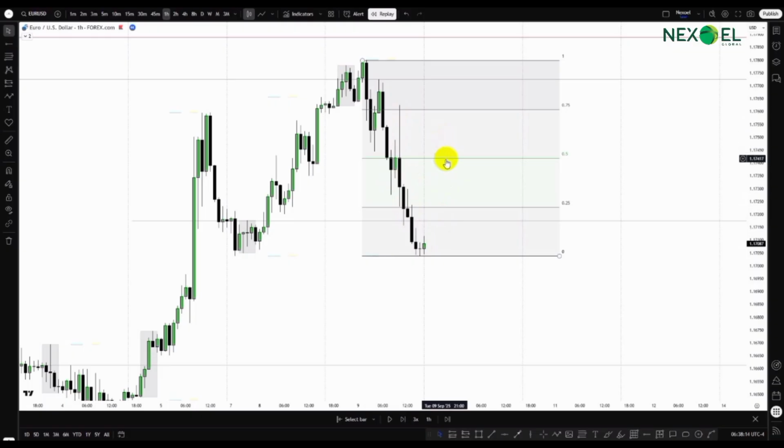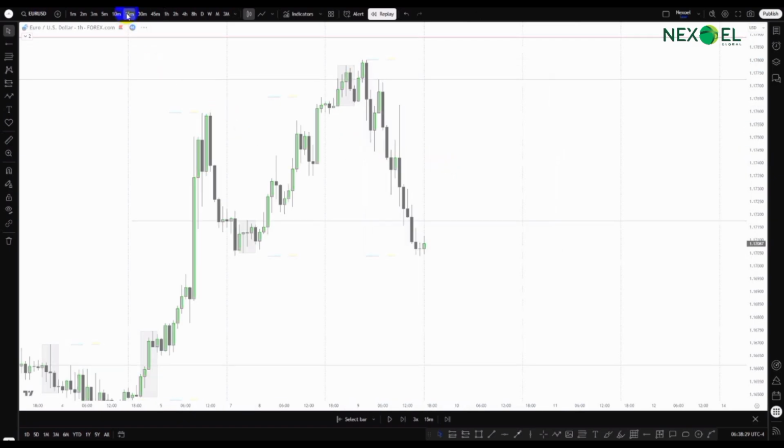But I always tell you guys this: there are moments price will not trade into premium or discounts or even the equilibrium, and then price continues its movements. So that is where trading session and understanding timing are very important. So let's check the 15-minute time frame.